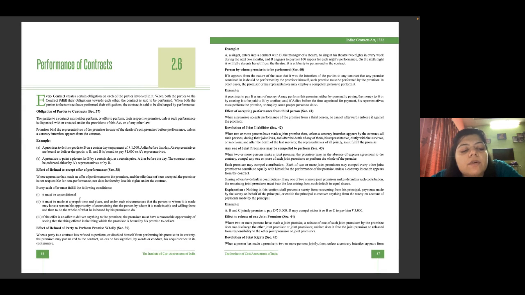And Section 38 talks about where a promisor has made an offer of performance to the promisee and the offer has not been accepted, the promisor is not responsible for non-performance, nor does he thereby lose his rights under the contract. So every such offer has to fulfill conditions such as the fact that the performance has to be unconditional. In addition to it, it must be made at a proper time and place, and it should be an offer to deliver anything to the promisee, with a reasonable opportunity of seeing that the thing offered is the thing which the promisor is bound by his promise to deliver.